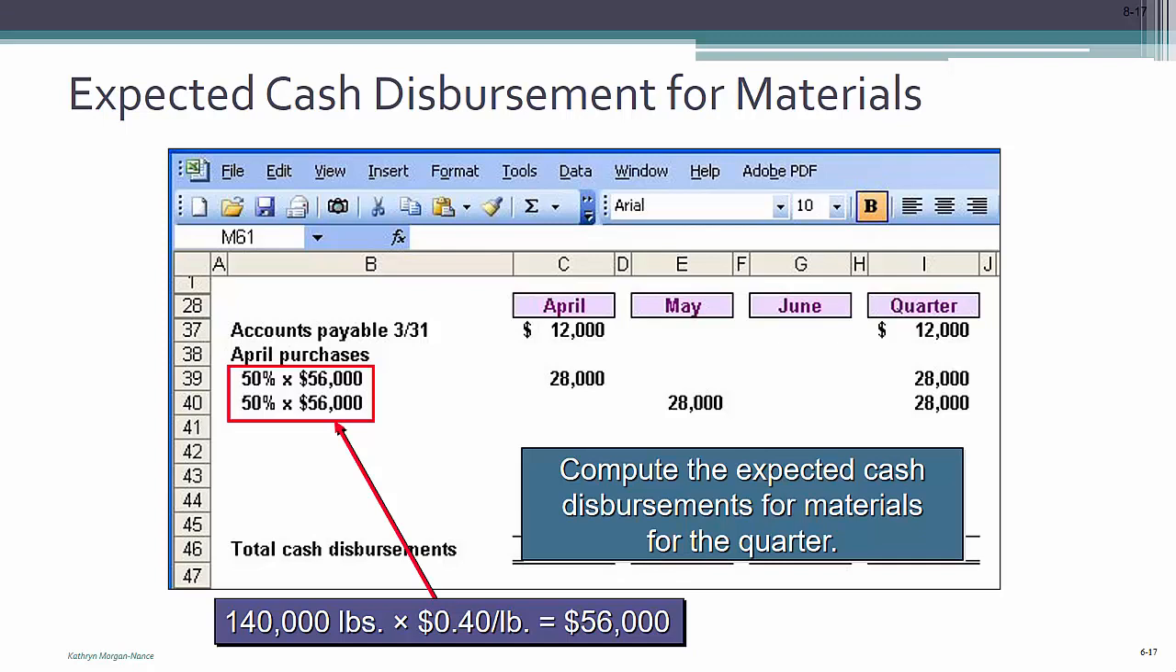Now it is time for you to go to work. See if you can complete the expected cash disbursements for materials for the quarter. Stop the video and complete the schedule for the quarter and see how your work is progressing.